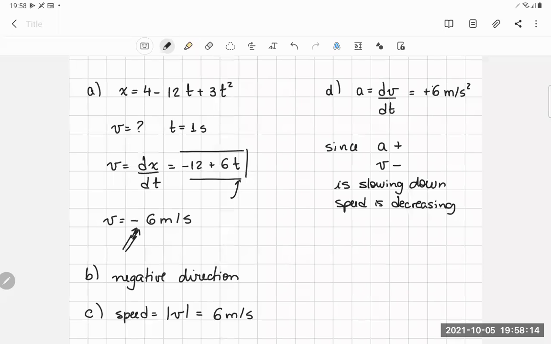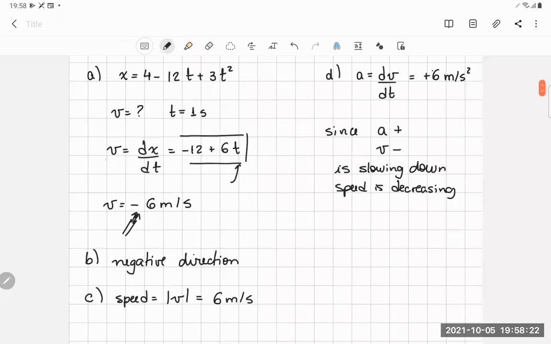Okay, so this is part D. Part E: is there ever an instant when the velocity is 0? We just need to look at the equation for the velocity that we found. Is there an instant where v becomes equal to 0? For that, we have to solve the equation minus 12 plus 6t equals 0. Then we find that at time 2 seconds, yes, the particle stops.